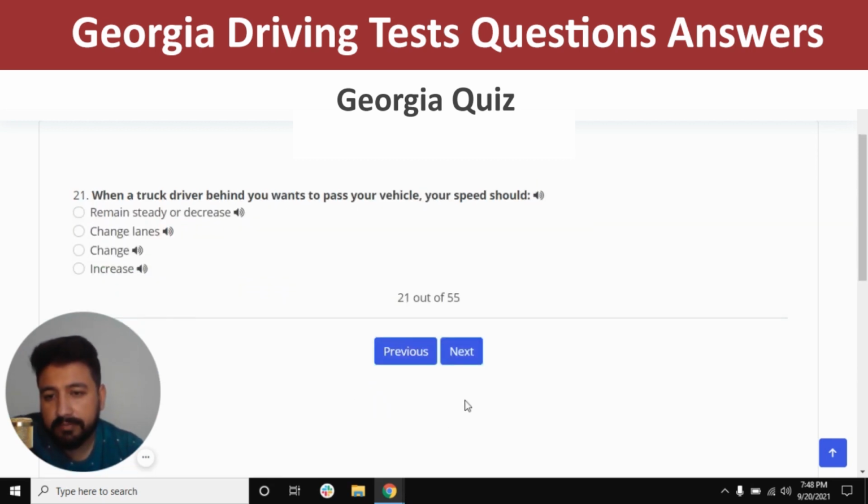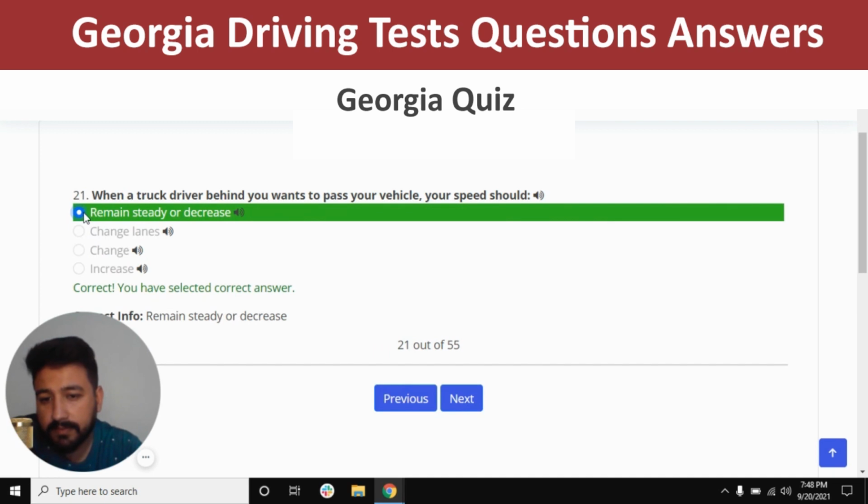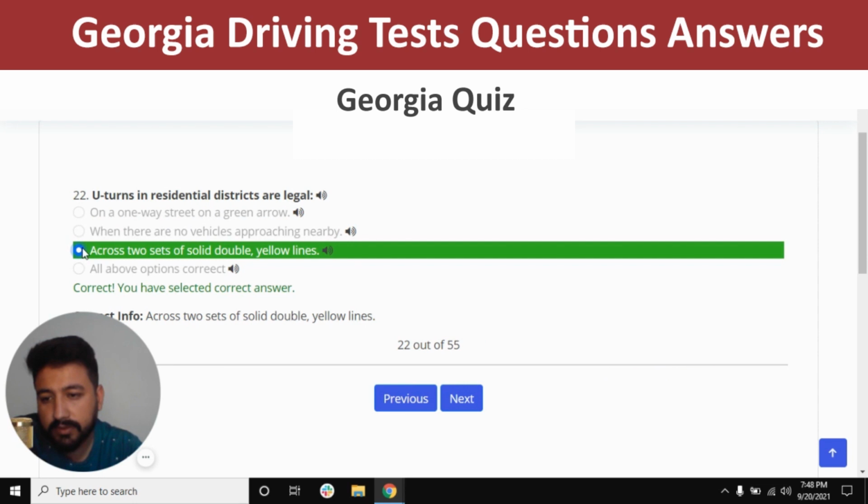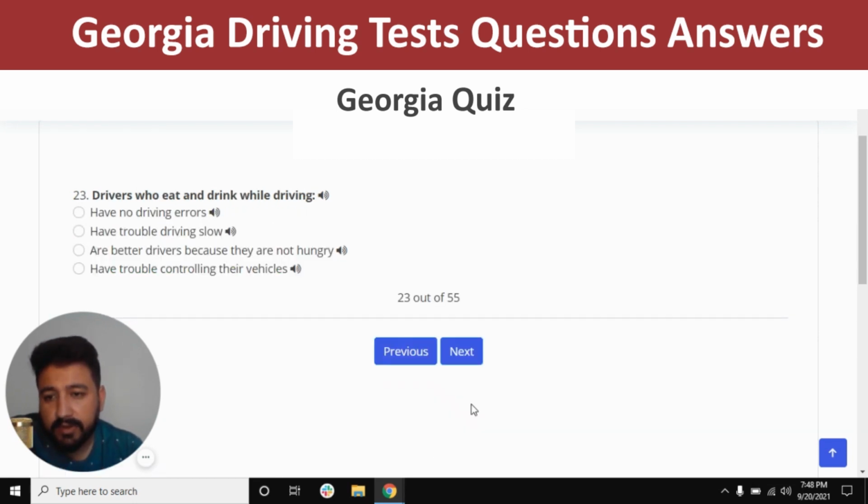When a truck driver behind you wants to pass your vehicle, your speed should remain steady or decrease. So first one, yes, and next. U-turns in residential district are legal across two sets of solid double yellow lines. So I'm going to click on the third option. Yes, and next. Drivers who eat and drink while driving have trouble controlling their vehicles. So last option should be the right one.